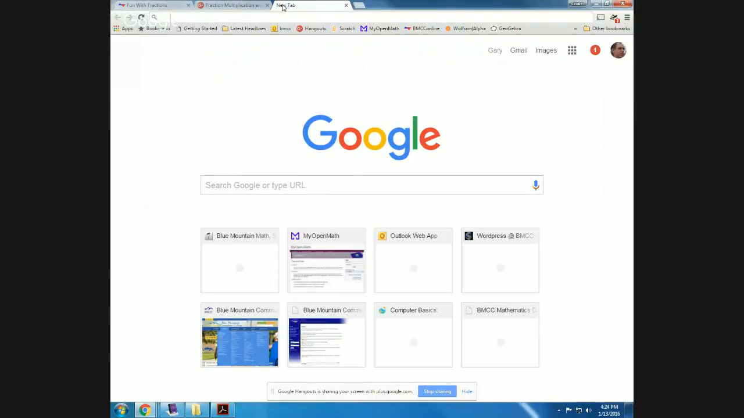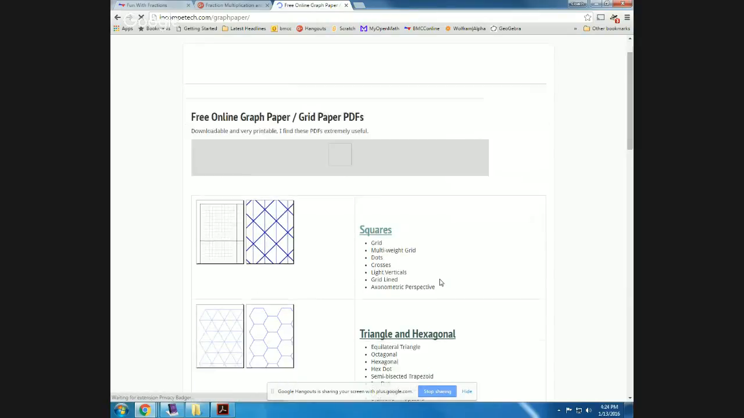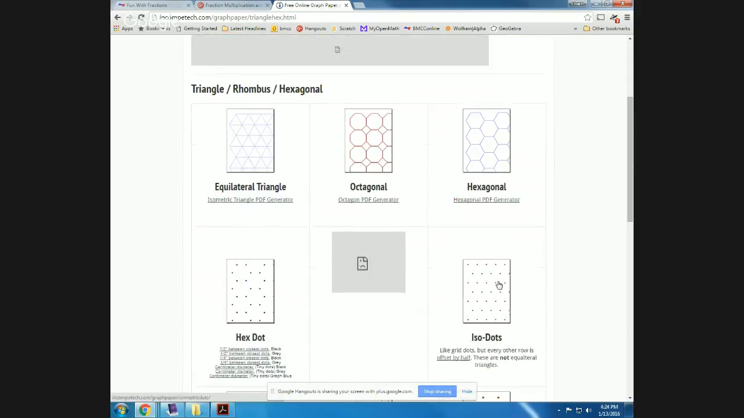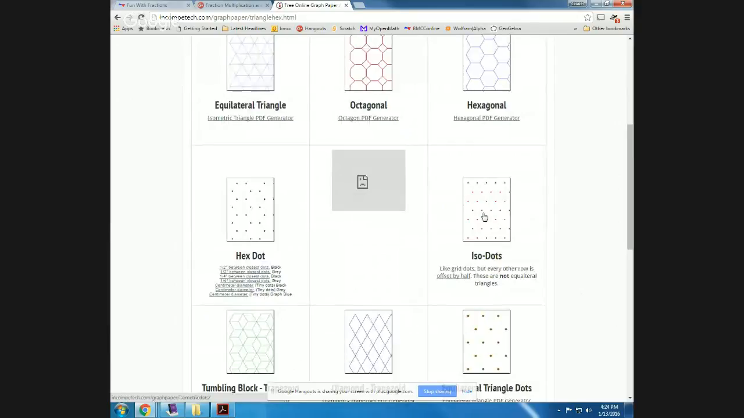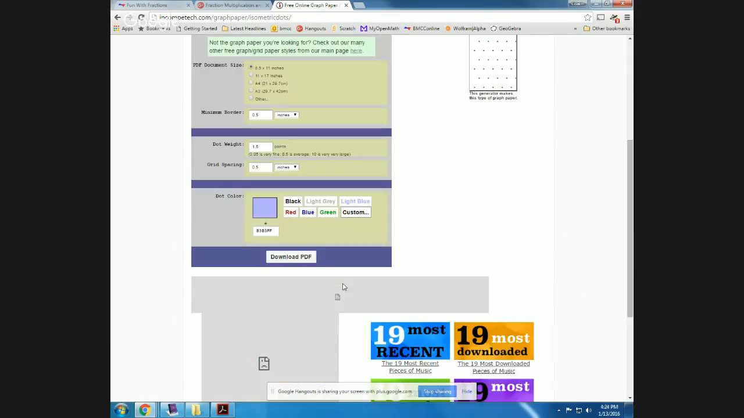Let's just search for graph paper. Graph paper. And one of the first hits on graph paper is going to be Incompetech. And then they have all kinds of graph paper there. So I'm going to come down here, triangular, hexagonal, that section. And so the isometric dot paper is a nice one. Let's make the dots black, download PDF. So this is what was supposed to appear when I hit that link.